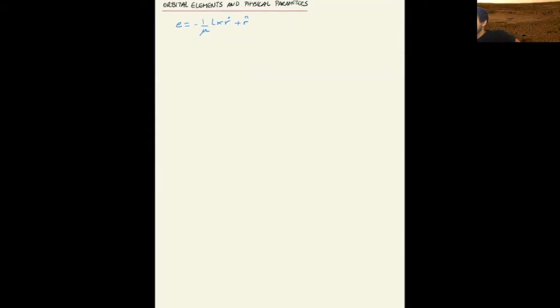Hi students, having found the constants of motion, let's relate them to the orbital elements. Let's start from the eccentricity vector. Let's take the dot product of the eccentricity vector with itself and expand this.